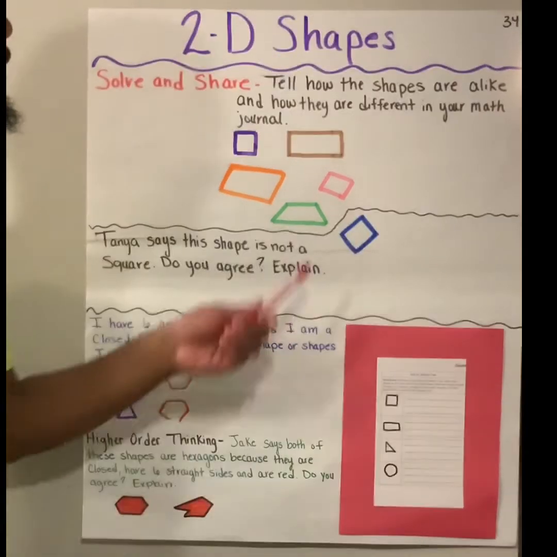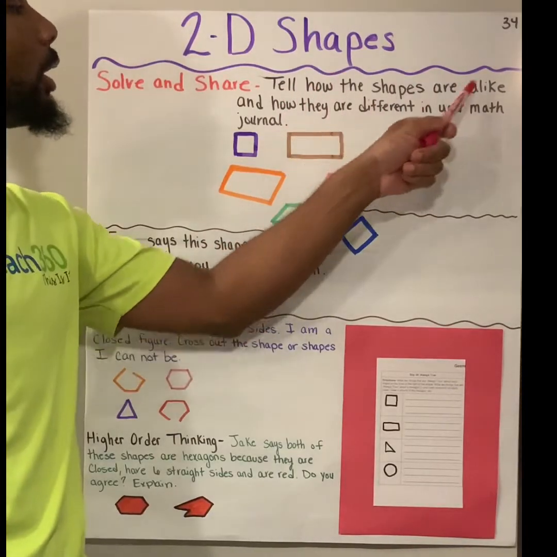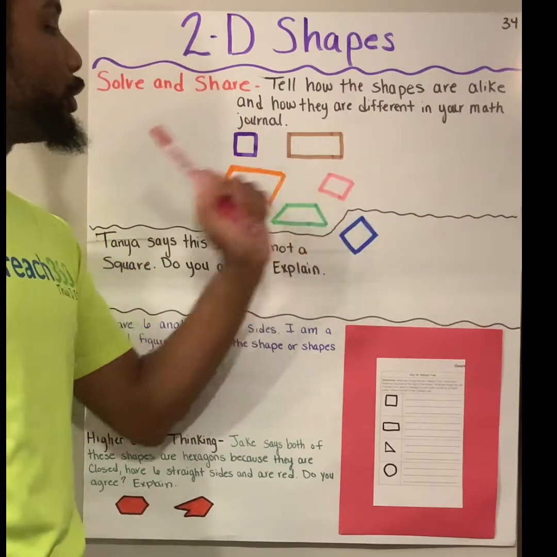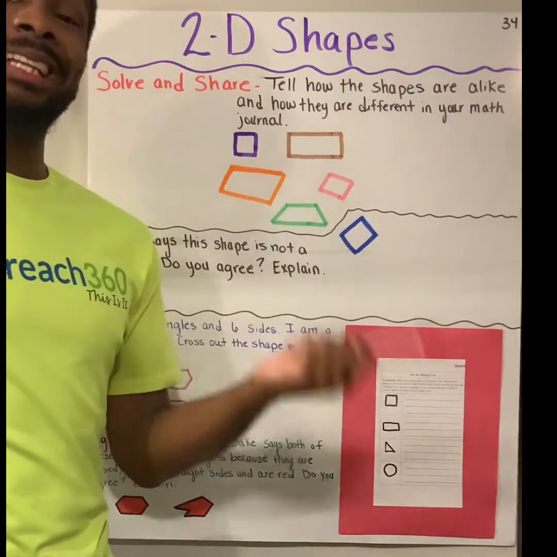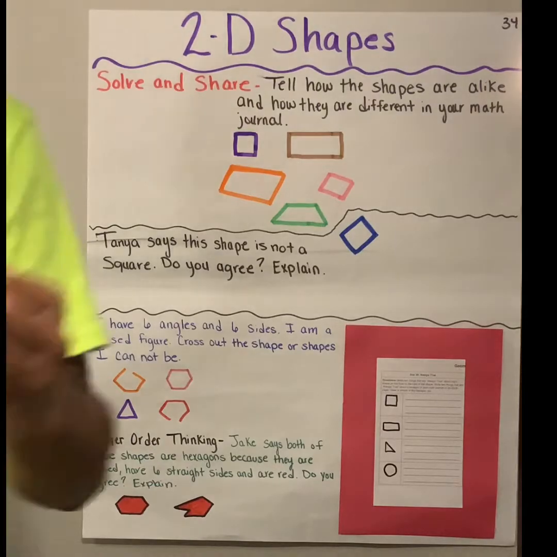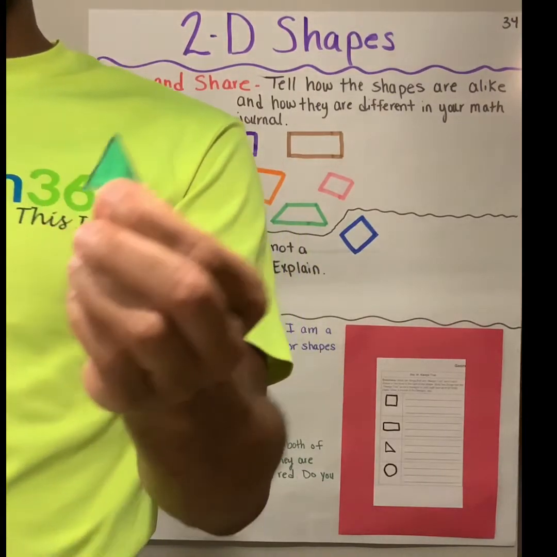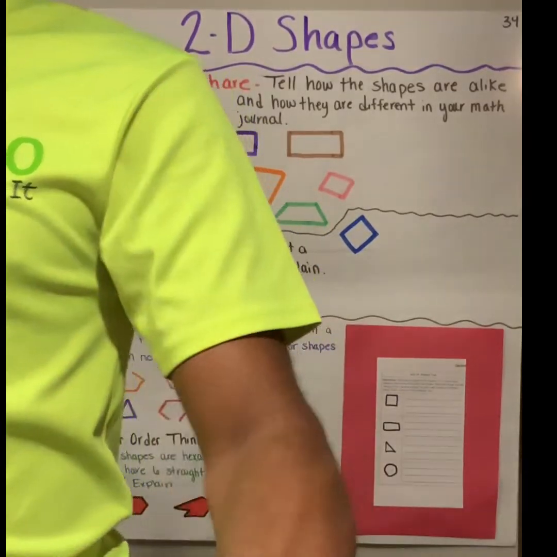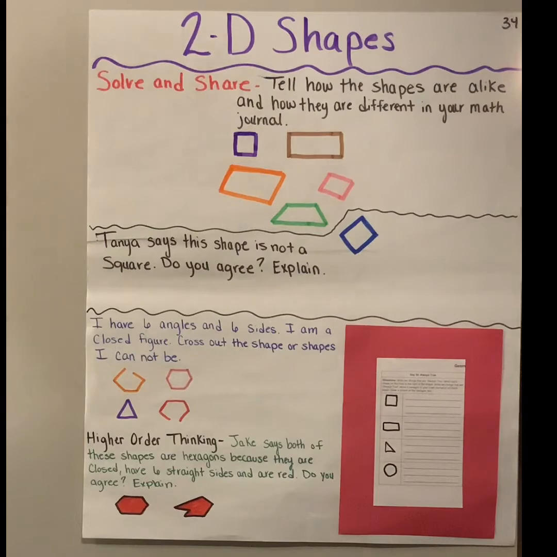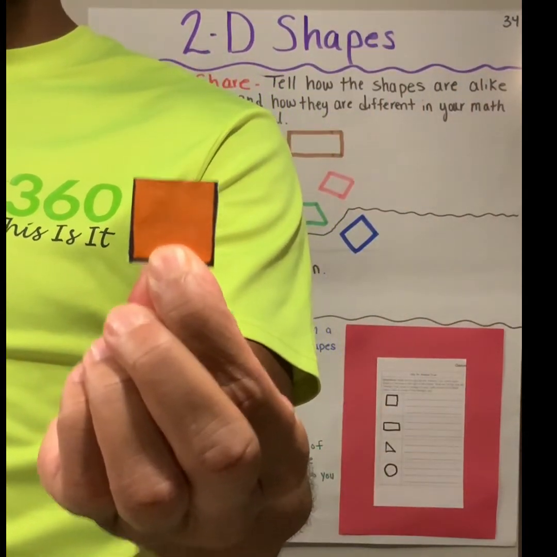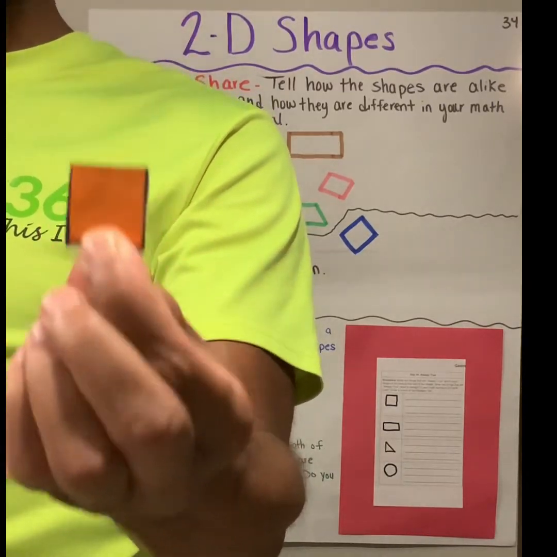Solve and share. So it tells how the shapes are alike and how they are different in your math journal. So before we do this, let's actually go over some of the shapes. So we have a triangle. A triangle has what? 3 equal sides. Next, we have a square. A square has what? 4 equal sides.